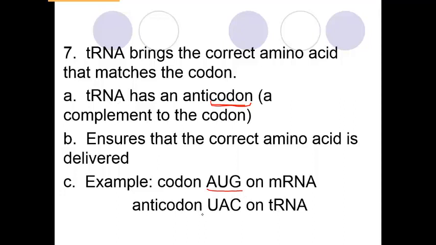And the anticodon, again, is the complement. So the complement of A is U, because in RNA there are no T's. Both of these are RNA. U and A, and then C and G still always pair together in all cases.